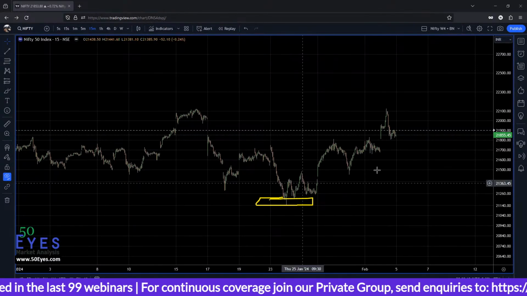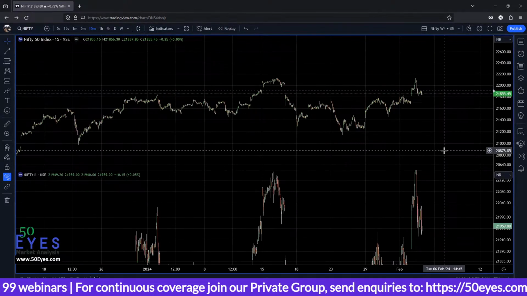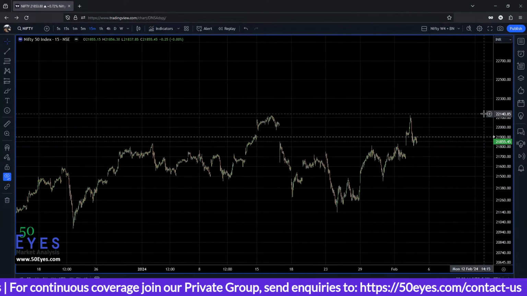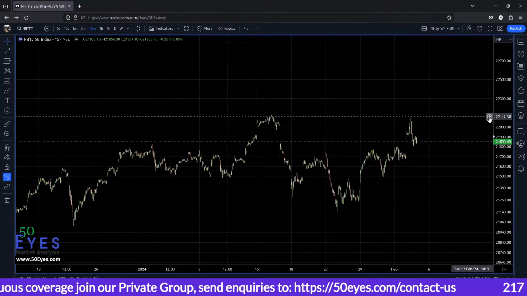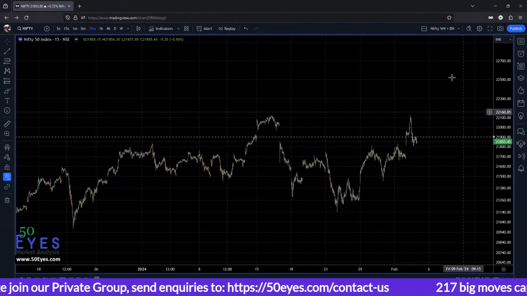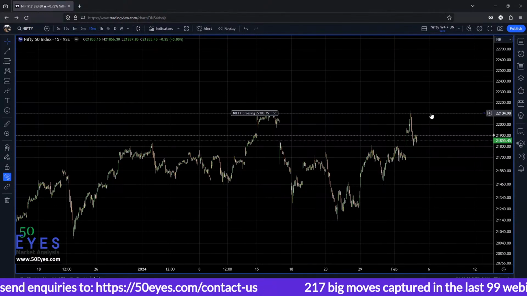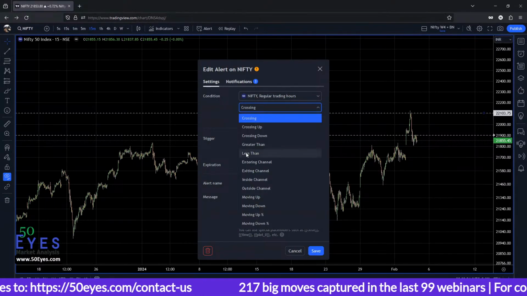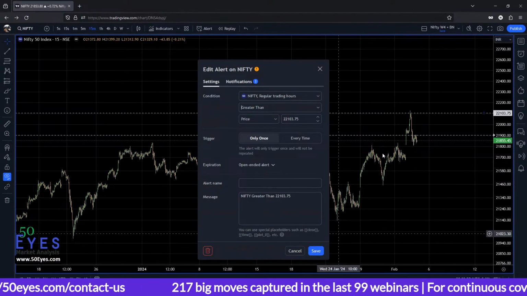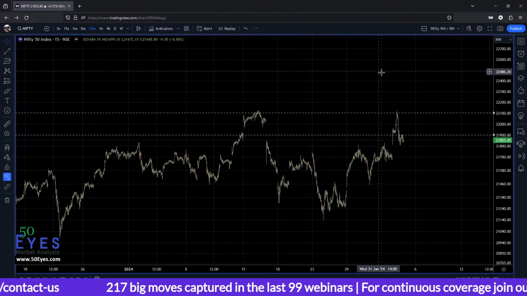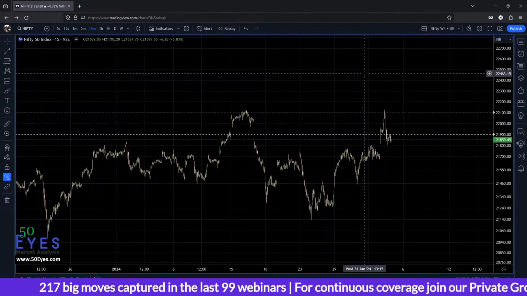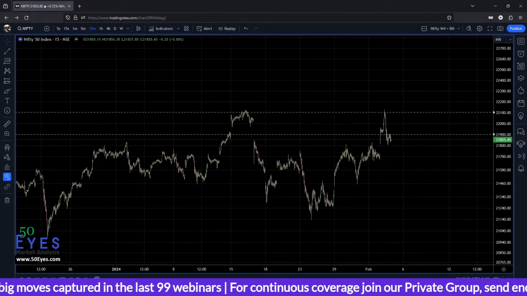So wait and watch on Nifty, and I will place an alert here, although it's kind of not required because I'll be tracking it live. But that's it for Nifty. If you guys have any questions regarding it, you can post that in the live chat, right? Otherwise, we move to the last chart of Bitcoin.